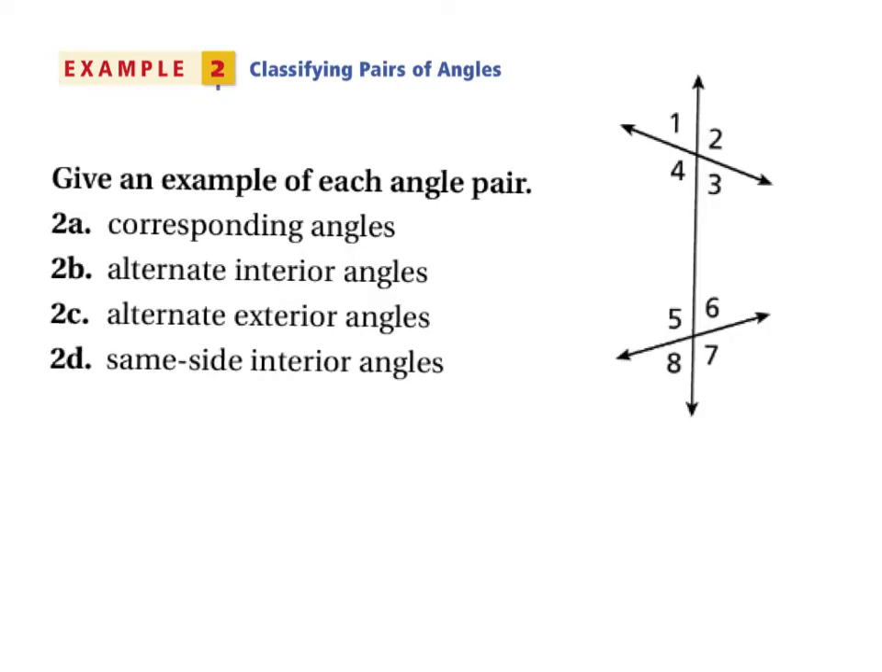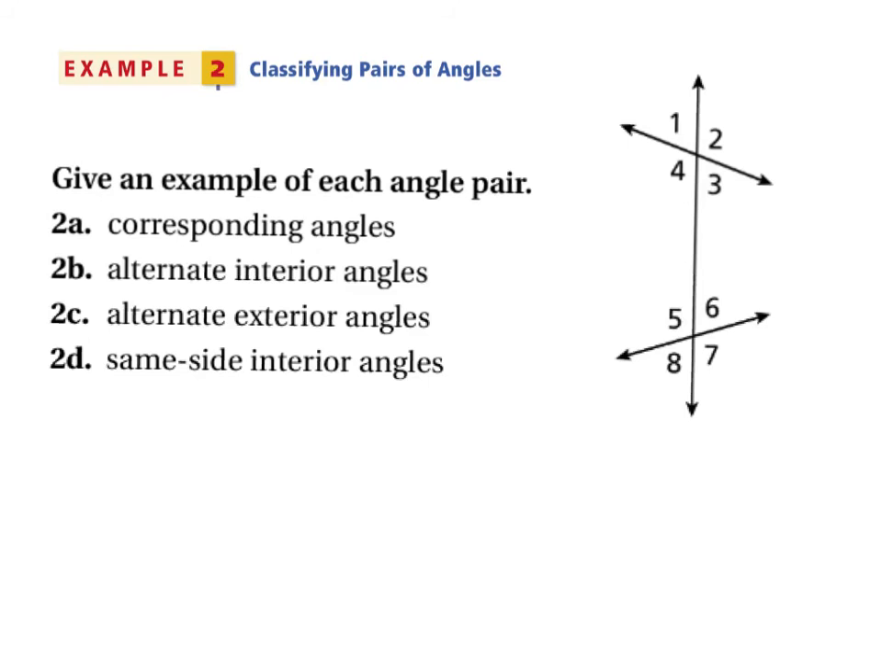So in example 2, let's classify pairs of angles. Give an example of each angle pair. So if you draw this picture down right here, let's use our lightsaber. So now, 2A, I want you to give me an example of corresponding angles. Actually, let's name them all.